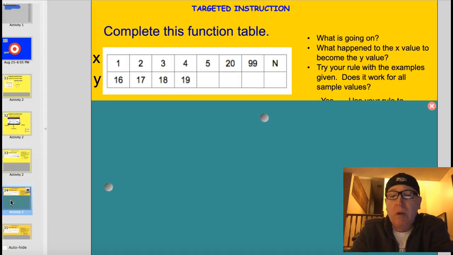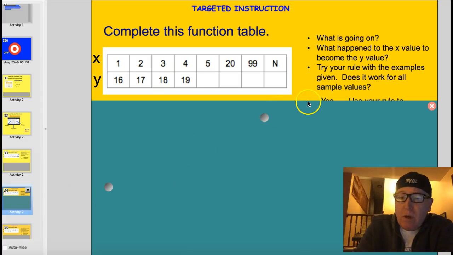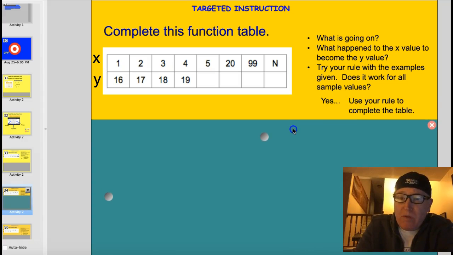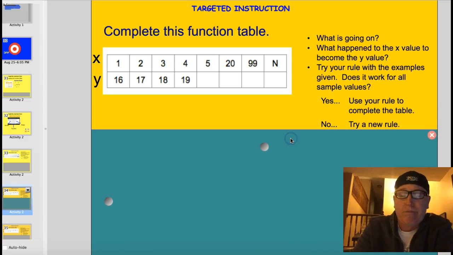Let's try a couple of pause problems. Try this one. Complete this function table. See if you can figure out what's going on. Try the rule. If it works, try it for some other values. See if it works for all of them. If not, come up with a new rule.